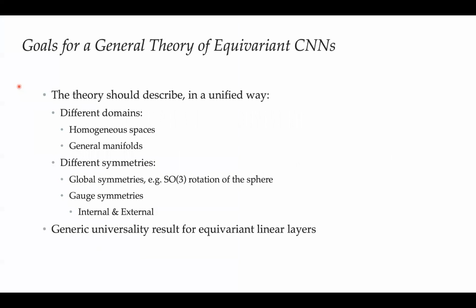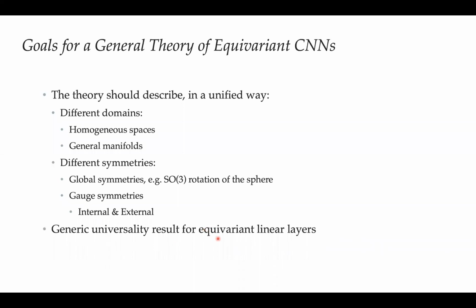So the goals for a general theory is that we would like to describe in a unified way convolutional nets on various domains. So homogeneous spaces, we've already seen those, as well as general manifolds. And we also want to cover different kinds of symmetries. We want to treat global symmetries like the rotation of a sphere, and also gauge symmetries that we've been talking about today, both internal and external. And we would like to obtain some generic theorem that proves a universality result.